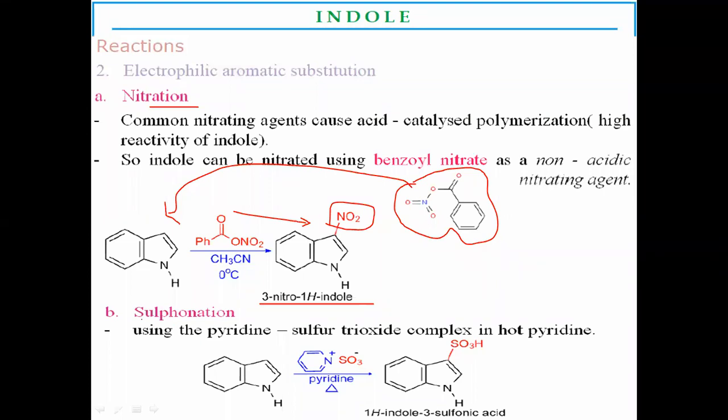Another electrophilic aromatic substitution reaction is sulfonation. For sulfonation, pyridine sulfur trioxide is used in the presence of hot pyridine to form the 3-substituted sulfonyl group on indole, making 1H-indole-3-sulfonic acid as the final product. Here, for sulfonation, pyridine sulfur trioxide is used.